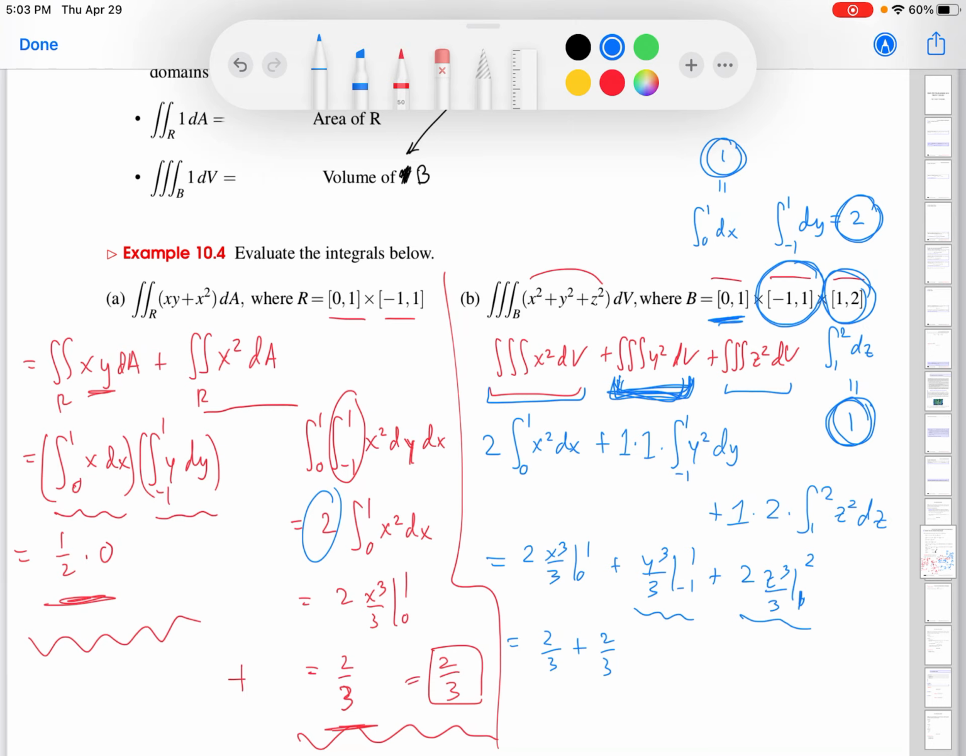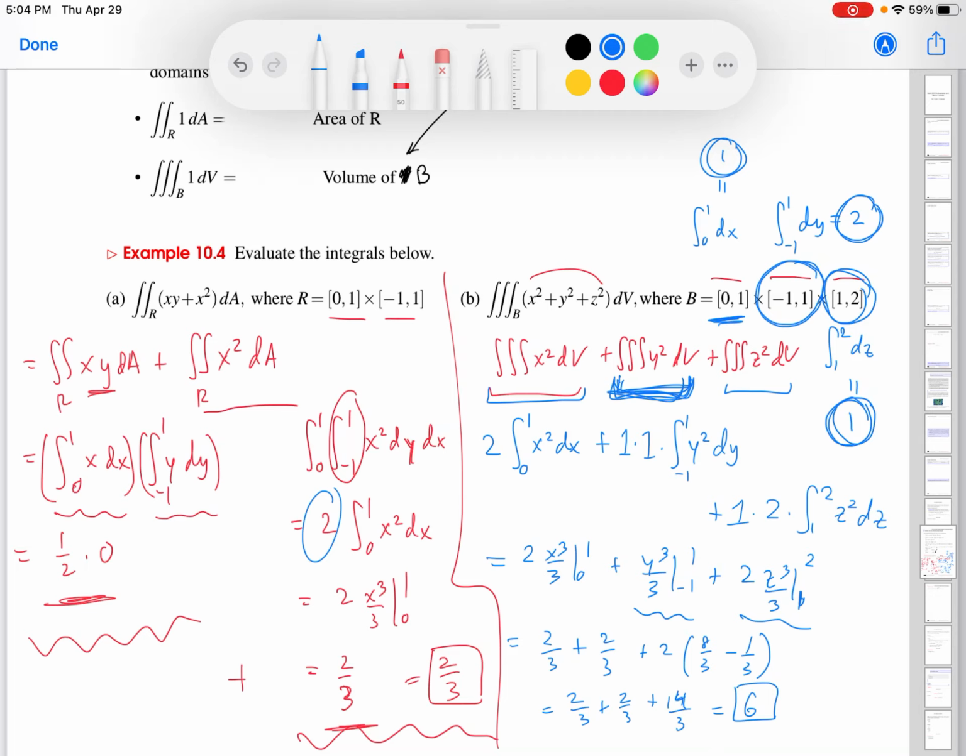And then over here I get 2 times 2 to the third over 3 minus 1 to the third over 3. And then I get 2/3 plus 2/3 plus 7 over 3 times 2, 14 over 3. And that gives me 18 over 3, which is a nice solid, quote unquote, 6.